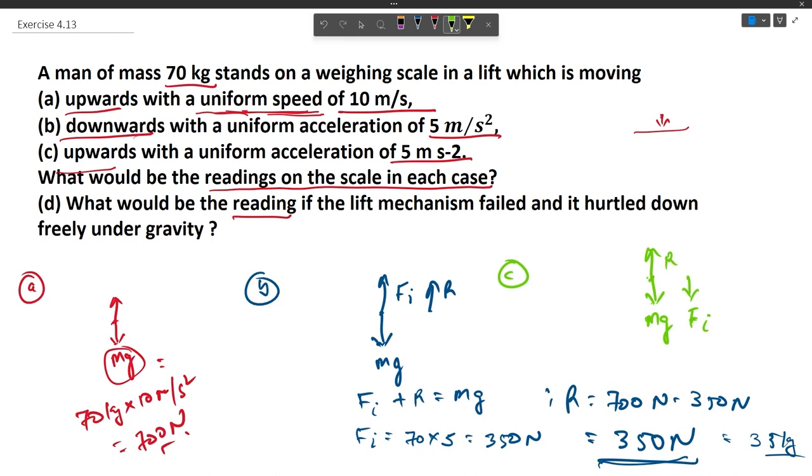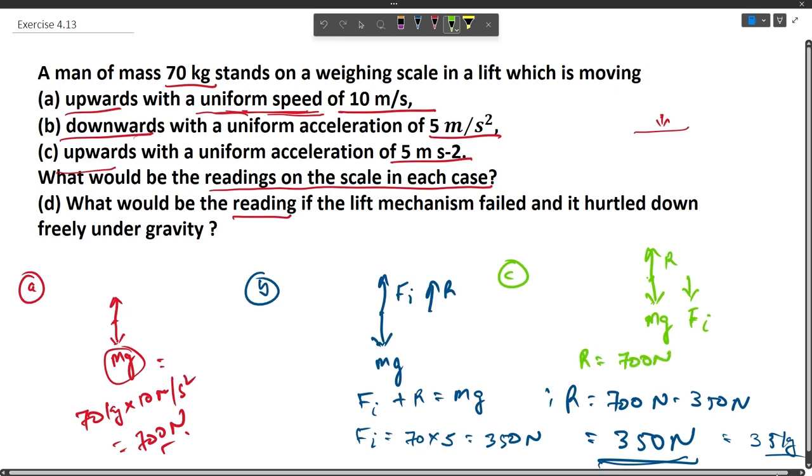So in this case, R would be equal to mg, which is 700 Newton, we have discussed it earlier, plus Fi. Here Fi is equal to mass times net acceleration. Mass is 70 multiplied by 5 meter per second square, so it would be 1050 Newton, or it would be 105 kg on the weighing scale.